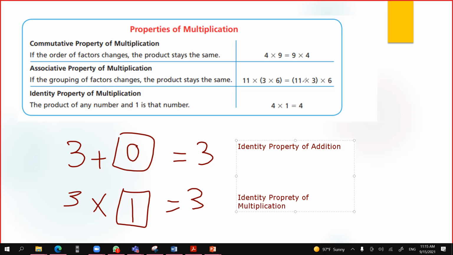Now, for the first one here, the identity property for addition, the summation of any number and 0 is that number. But the identity property of multiplication, the product of any number and 1 is that number. Got it? Okay.